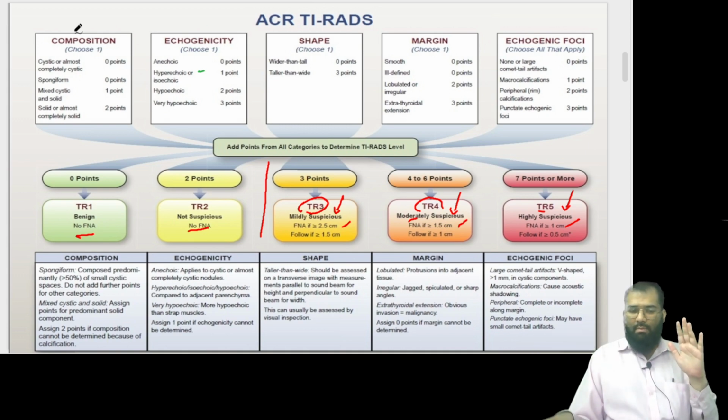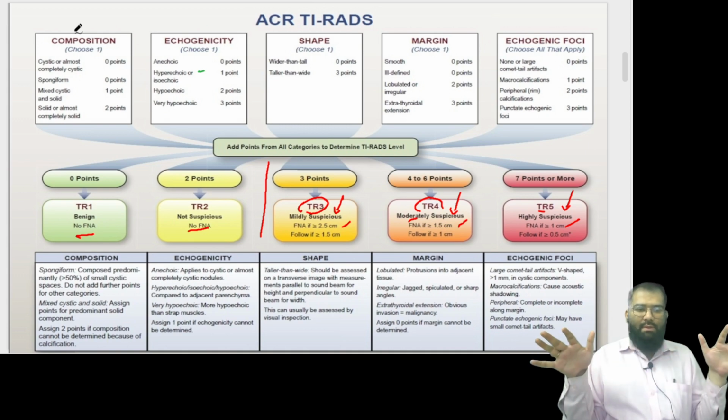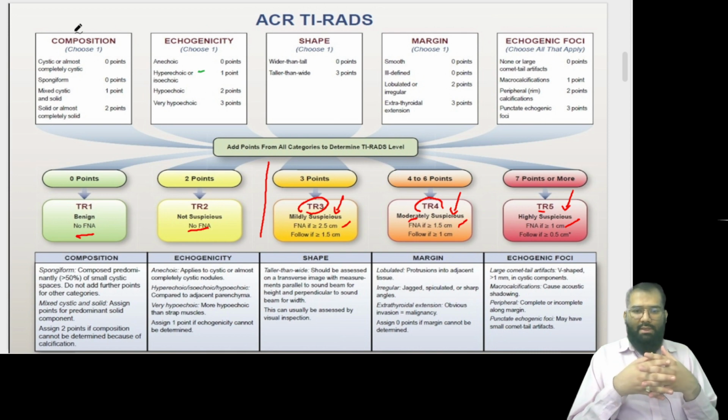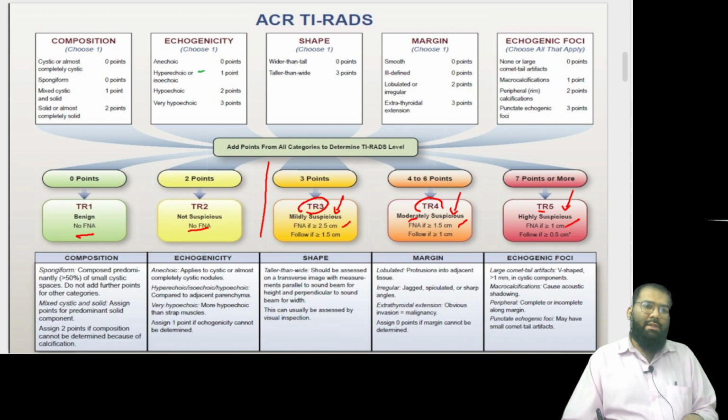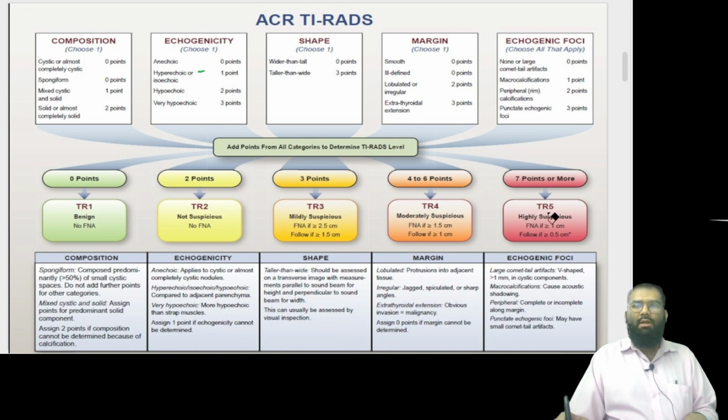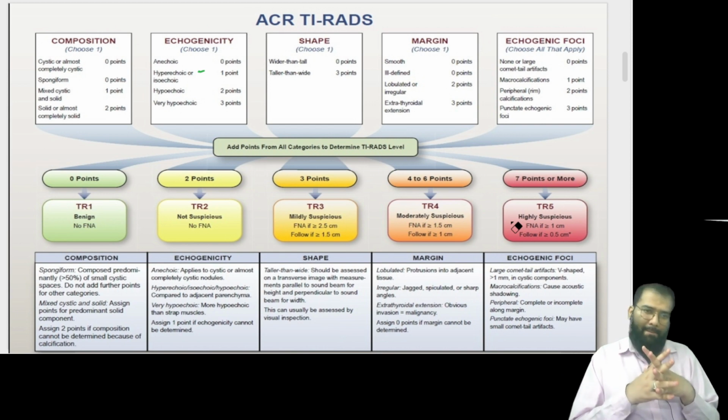So in this session, I've discussed the various TIRADS criteria, that is the category. What we do is we look for 5 important things. Number 1 is we look for composition. Number 2 is we look for echogenicity. Number 3 is we look for shape, margin, and echogenic foci. Okay.